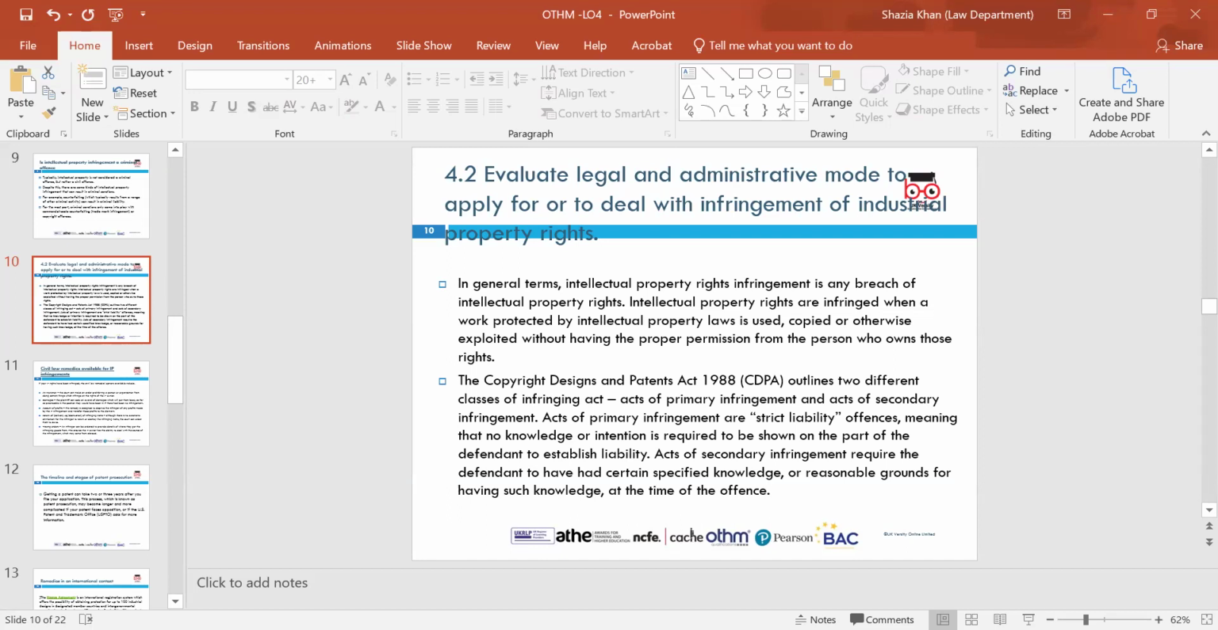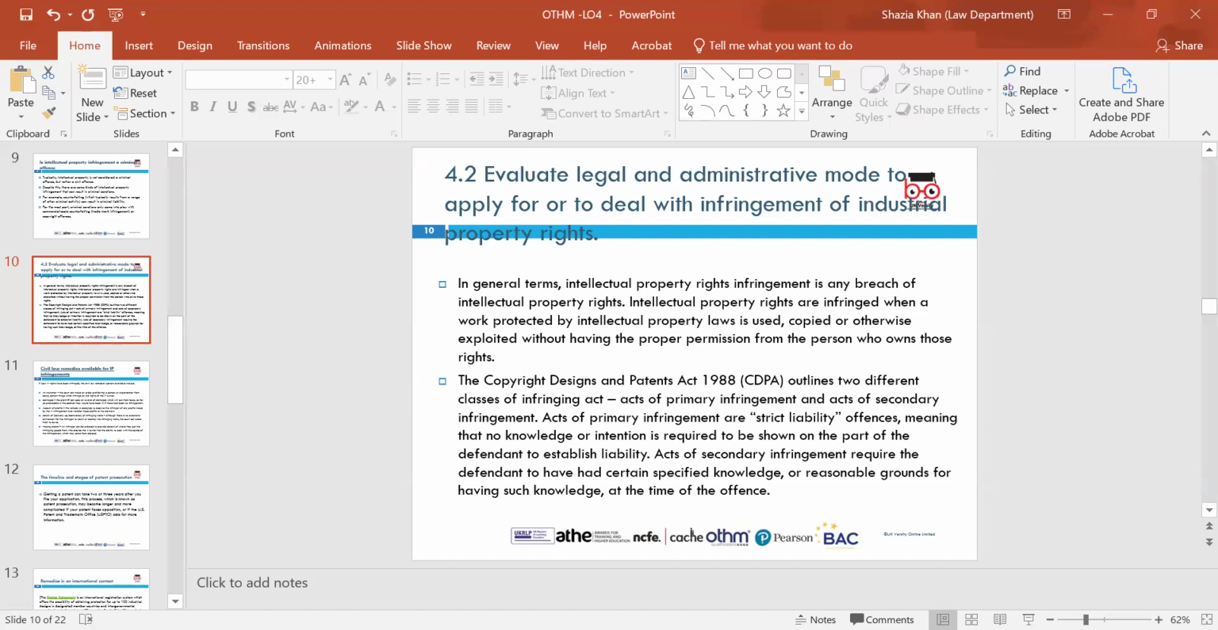Acts of secondary infringement are things like importing it into the UK other than for the importer's private and domestic use, in the course of business, so possessing, exhibiting in public, or distributing it as well, selling, letting for hire, or offering or exposing it for sale, distributing it other than in the course of business, such as to prejudicially affect the copyright owner.